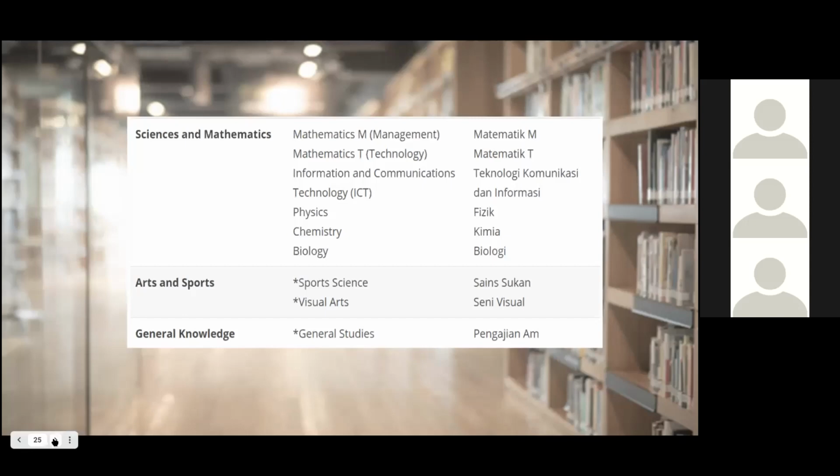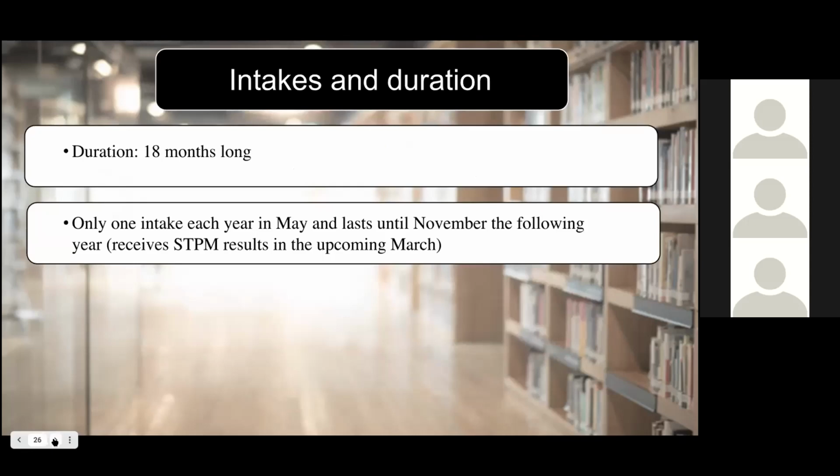Okay, so move on to the next part. For the intakes and the duration, STPM doesn't take too much of your time because it is only 18 months long to finish, and you only have one intake each year, which is in May, and it lasts until November the following year. For example, if you join STPM in May 2021, then you will finish in November 2022. Then you will receive your STPM results in the upcoming March, which is March 2023.